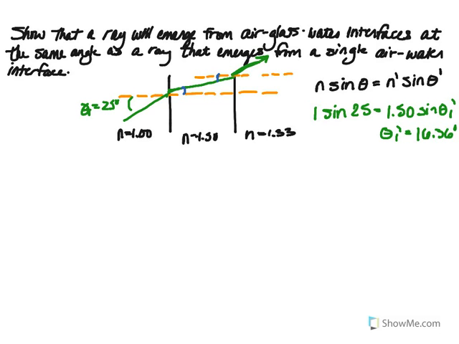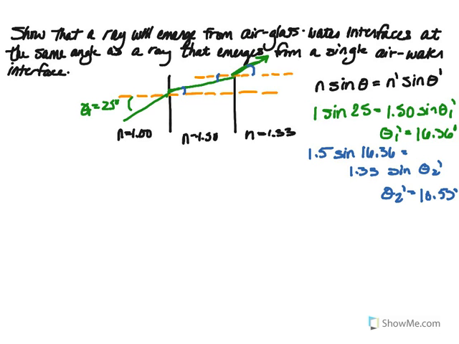And now 1.5 times the sine of 16.36 degrees is equal to 1.33 times the sine of theta 2 prime. And we find theta 2 prime equals 18.53 degrees. So our final emergent angle here is 18.53 degrees.